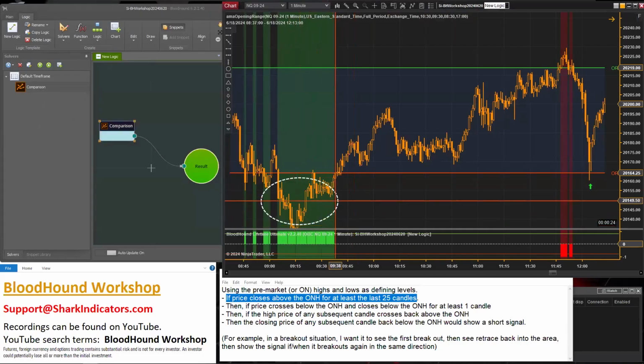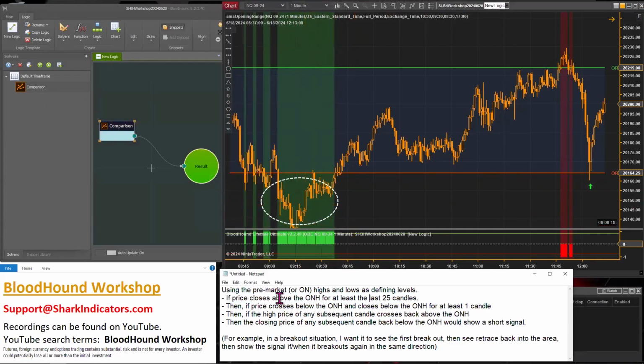So basically we have this part: if price closes above the opening range high, the overnight high, or below the opening range low. So now we need this for at least 25 bars.